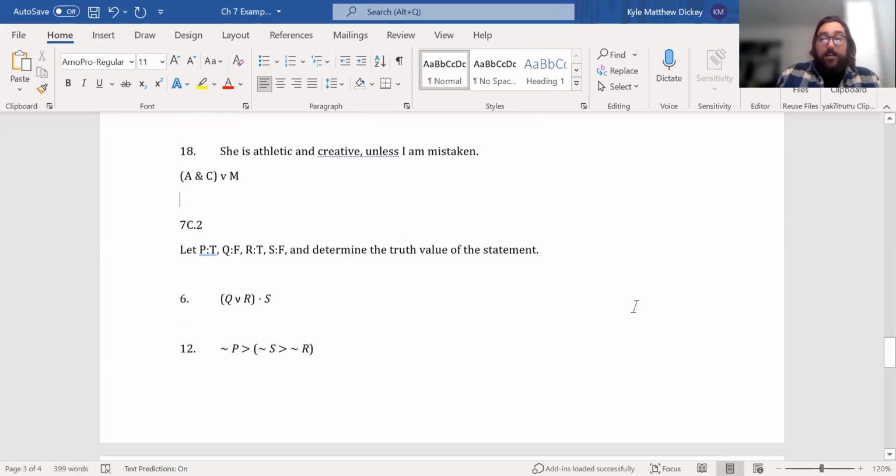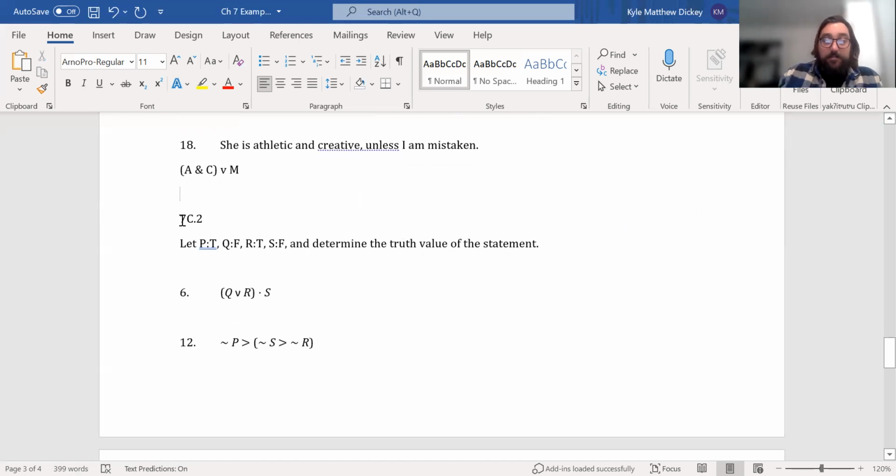All right, on to 7C part 2. Here we're finally getting into some truth table type stuff. So this one says to let P be true, Q be F, R be true, and S be F, and then determine the truth value of the whole statement. Okay, well, that seems straightforward enough. So let's work our way through these things. We know that Q is false, and we know that R is true, and we know that S is false.